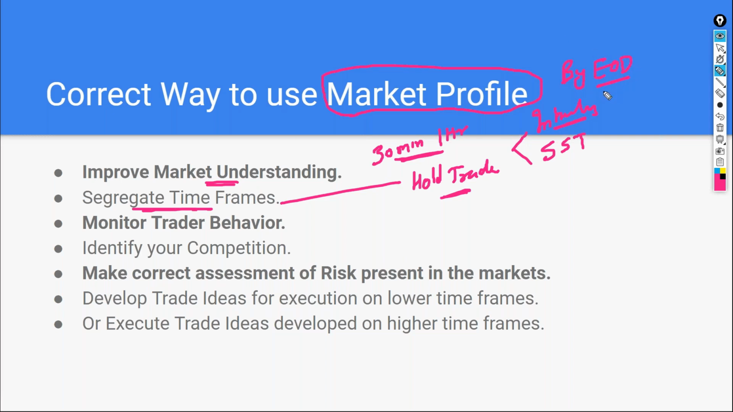So if they are going to exit their markets, then their buying or their selling is temporary. It's not permanent, or it's not going to be there for a long time. Its effect is not going to be there for a long time.